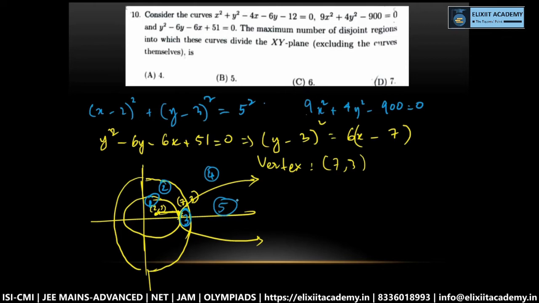Answer will be what? 5. Maximum number of disjoint regions, they are saying. Obviously 5 from this. So 5 is the right answer.